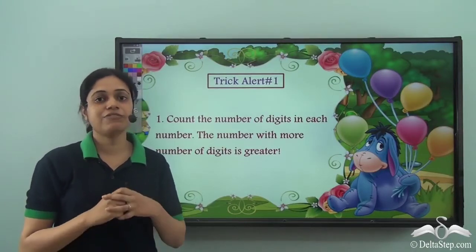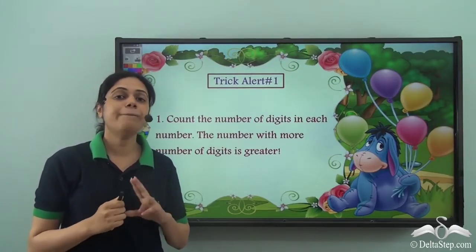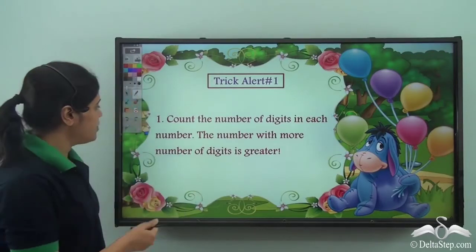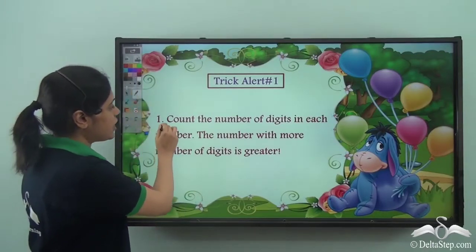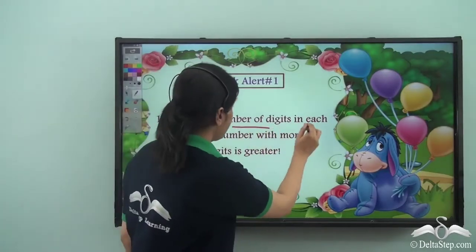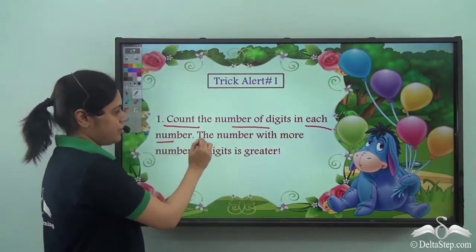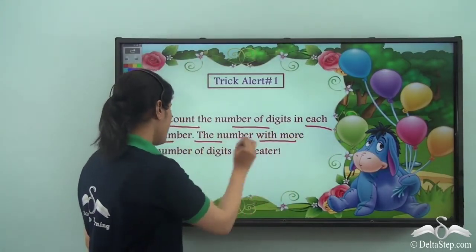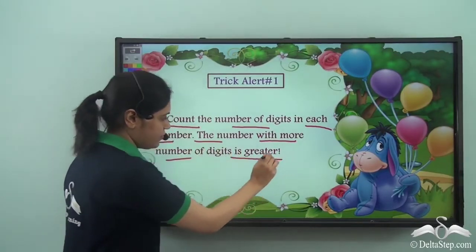So let's find some tricks for comparing two numbers. The first trick is count the number of digits in each number. The number with more number of digits is greater.